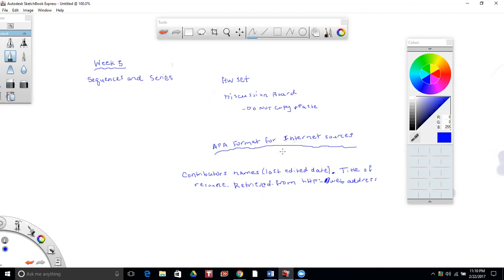And so the APA format: most of you have internet resources, websites, and on a separate page you'll have your references. When you cite your internet sources, you'll write the contributors' names, if you can find them, the last edited date, the title of your resource, and then you'll say retrieved from http:// and then the web address, and that's your format.